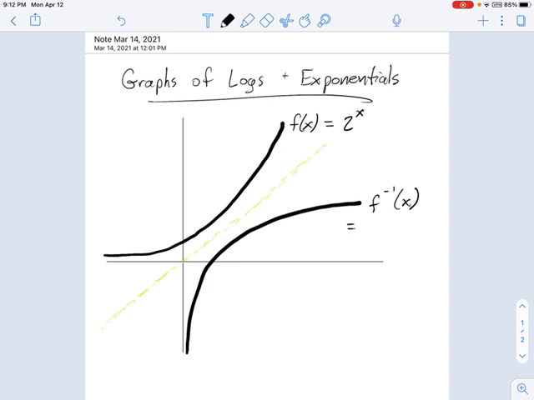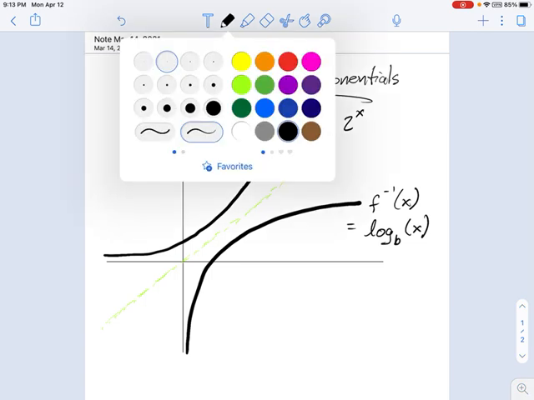And it's a logarithm, so I'm going to just go ahead and write this form. It's going to be the log base 2. Remember, it has the same base as the exponent had a base. And the argument is the same, x. Okay, so there's what an inverse of an exponential looks like, a logarithm.